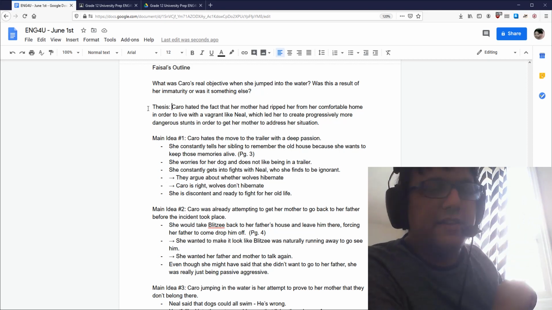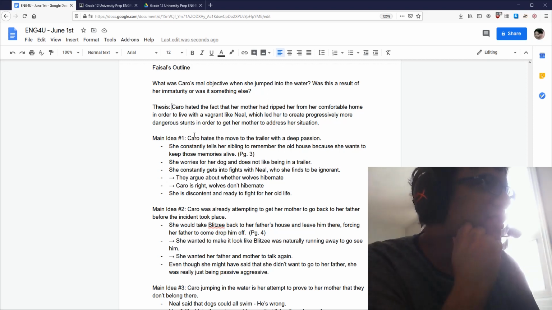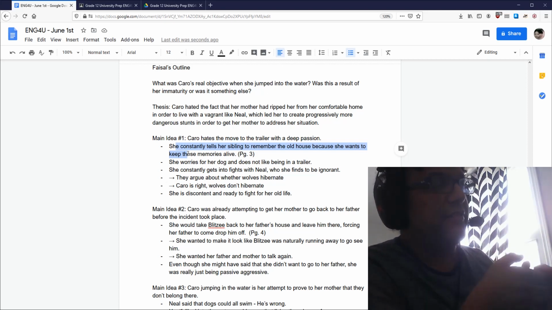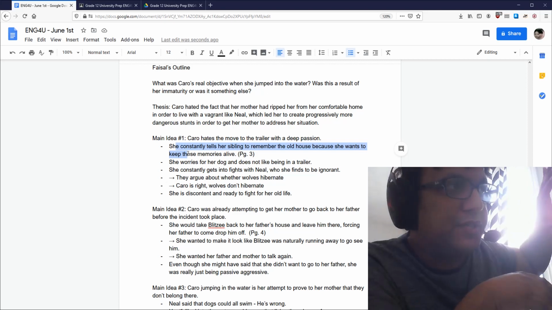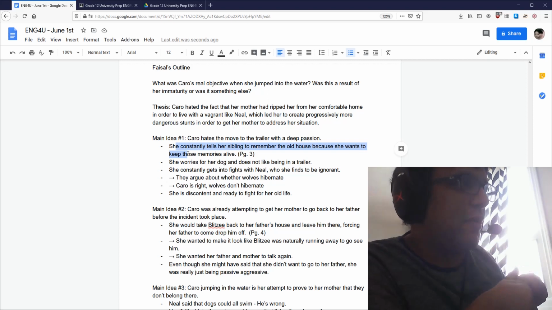And now I just break it down into my 3 main ideas, right, which I've got here. So I've got my first main idea. Kara hates the move to the trailer with a deep passion, right? Bullet point number 1, she constantly tells her siblings to remember the old house because she wants to keep those memories alive. Page 3. She worries for her dog. She constantly gets into fights with Neil, right? So I put all of my supporting points, and you guys can take a close look at this after, into bullet points.